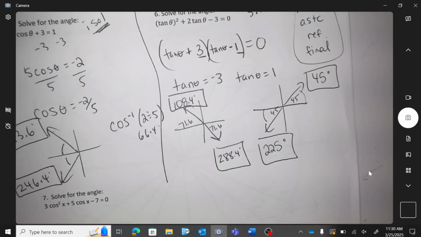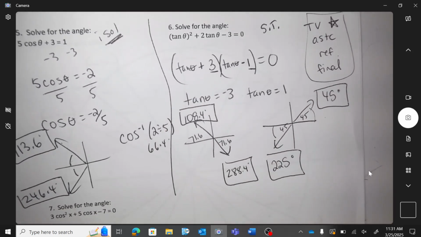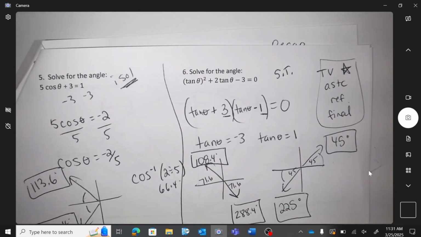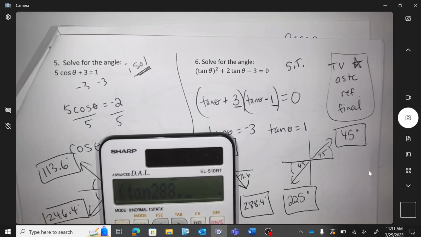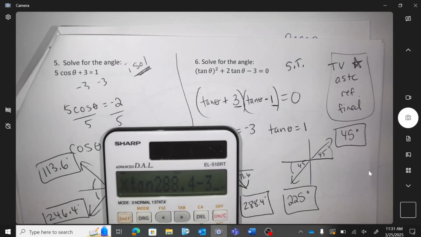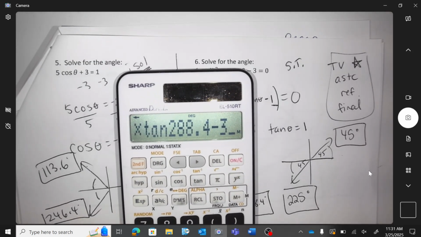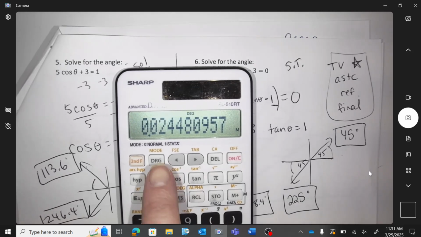Again, you are on a test, you have time, you check your answer. You can plug these numbers in, check them out. Did tan of, I can try 288.4. So tan of 288.4 squared plus 2 times tan 288.4 minus 3. And it should equal 0, but it's going to be a little bit off of 0 because this angle got rounded, so it's pretty close to 0.